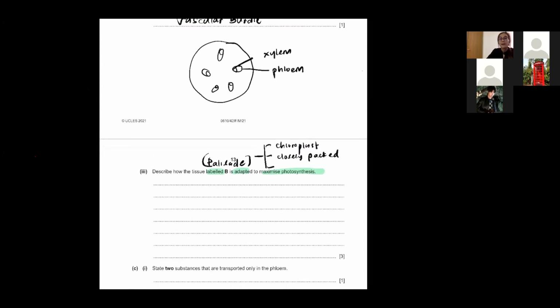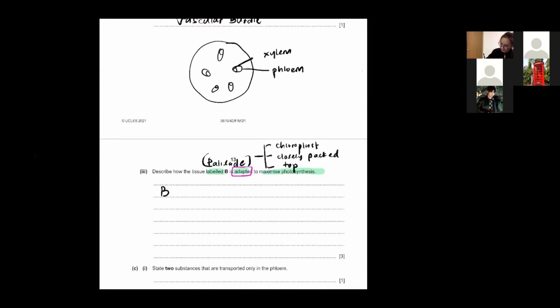Palisade mesophyll. All right, palisade mesophyll. So closely packed and it is located at the top. Okay, guys, so how do you score this kind of question? Adapted means what? You have to give features and you have to give explanations. All right, let's check it out.